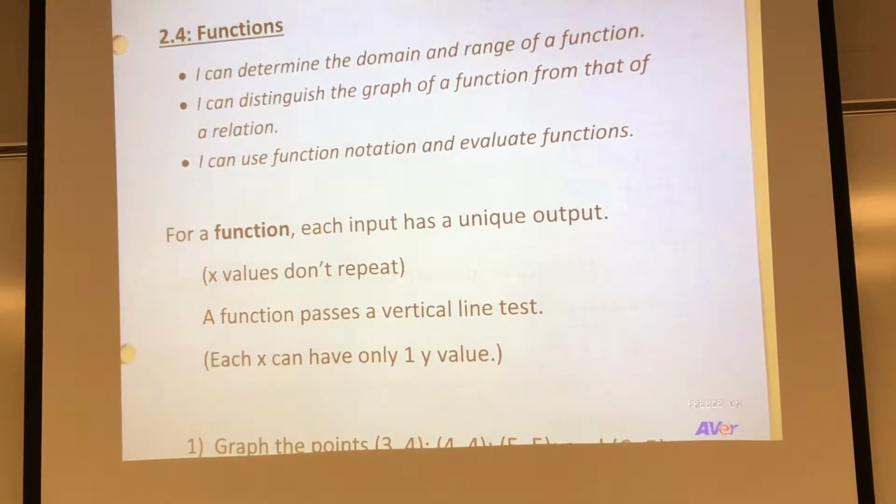This is 2.4 functions. You might remember that a function means that each x value has a unique y value. Sometimes we say input and output for x and y. So we're not going to have our x values repeating. A function also has to pass the vertical line test, kind of for that same reason, because each x can only have one y. So we're going to start by graphing some points.